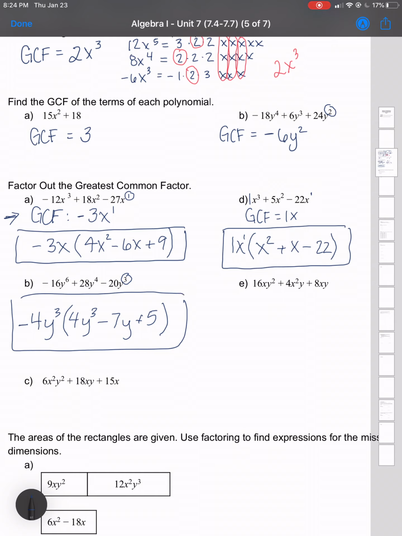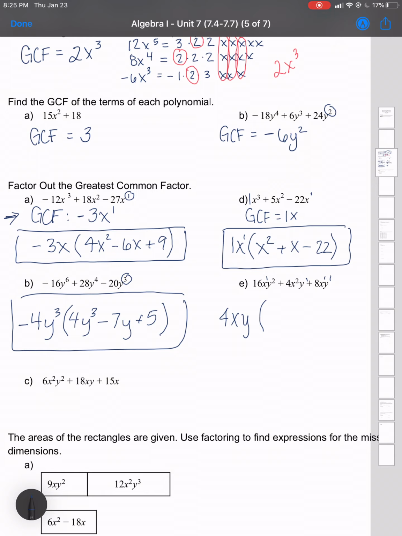And E, going to the right. Now we have two variables. That doesn't change our process at all. So we have 16xy squared plus 4x squared y plus 8xy. 16, 4, and 8 are all divisible by 4. Then pick your lowest exponents. I'm going to put 1s over all these, so our lowest number of x's is just 1, and our lowest number of y's is just y. So 4xy is our GCF.